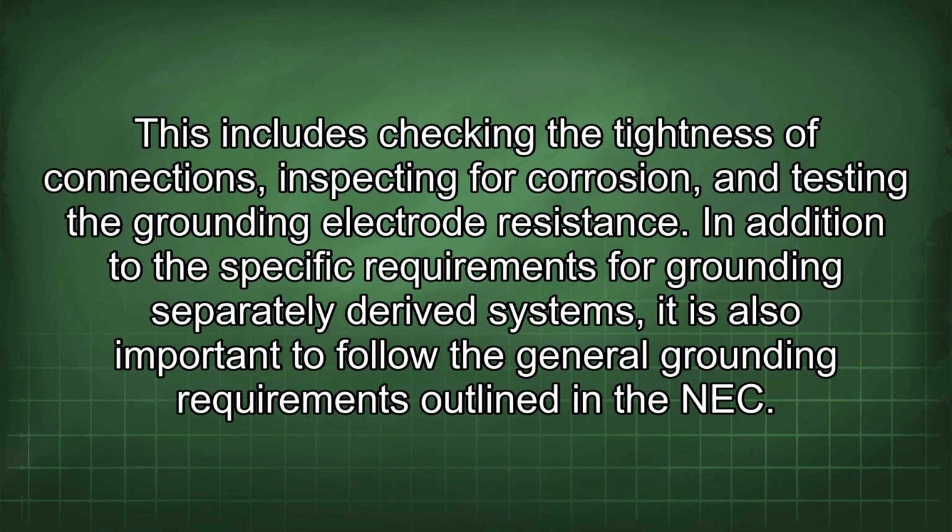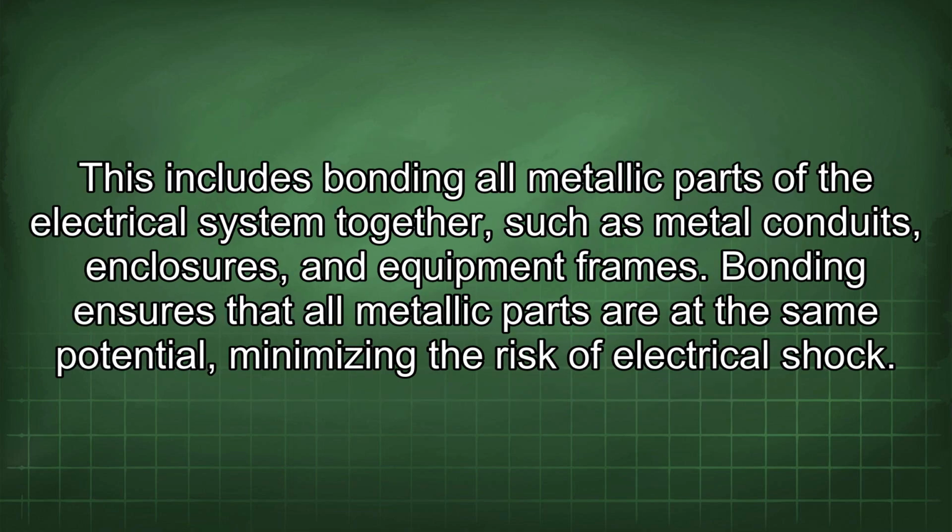In addition to the specific requirements for grounding separately derived systems, it is also important to follow the general grounding requirements outlined in the NEC. This includes bonding all metallic parts of the electrical system together, such as metal conduits, enclosures, and equipment frames. Bonding ensures that all metallic parts are at the same potential, minimizing the risk of electrical shock.